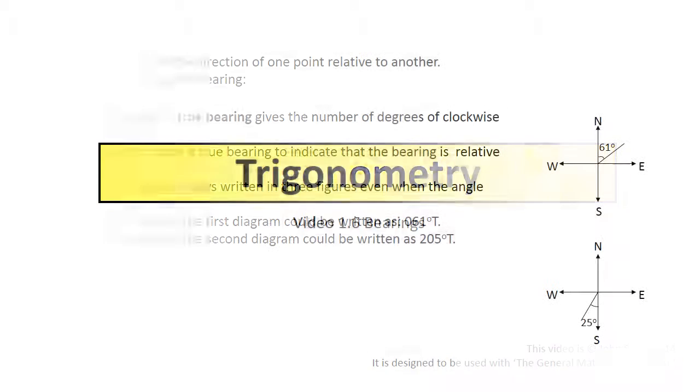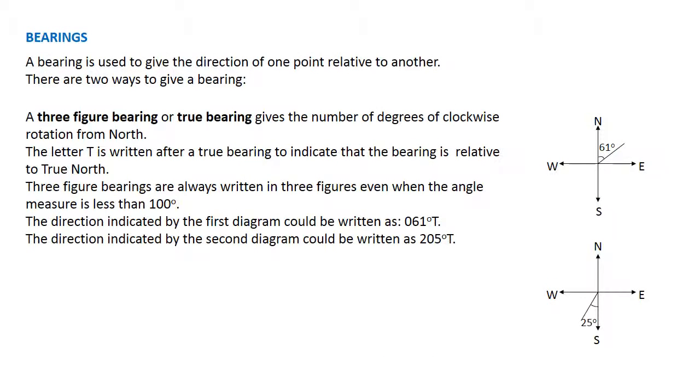This video is about bearings. A bearing is used to give the direction of one point relative to another. There are two ways to give a bearing. A three-figure bearing or true bearing gives the number of degrees of clockwise rotation from north.